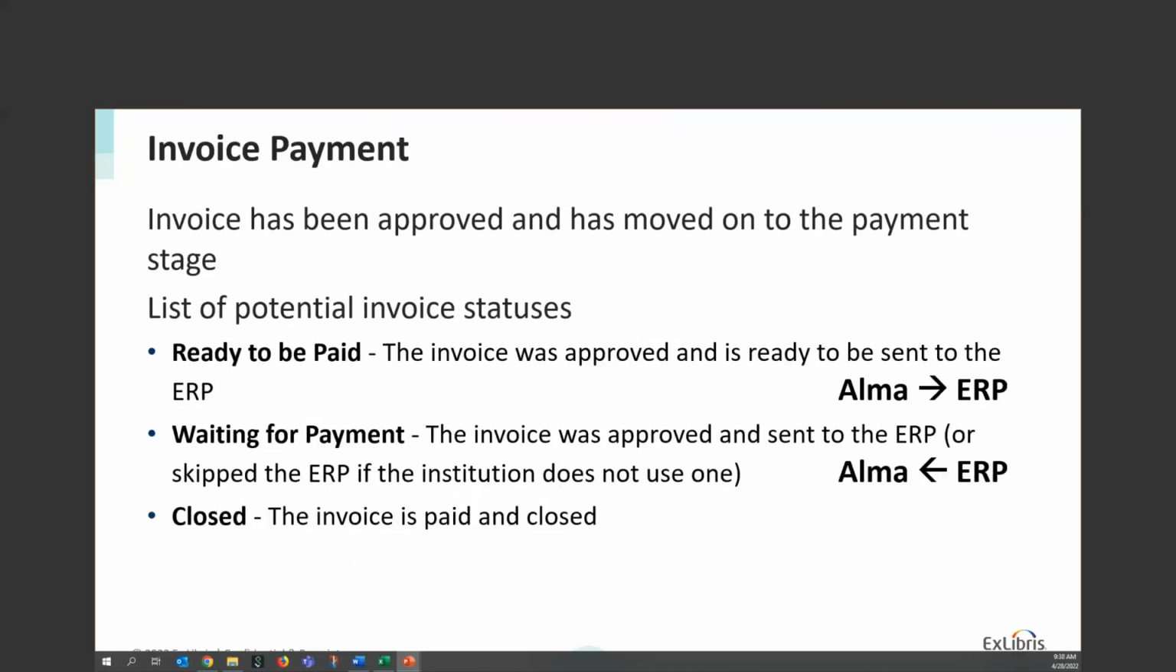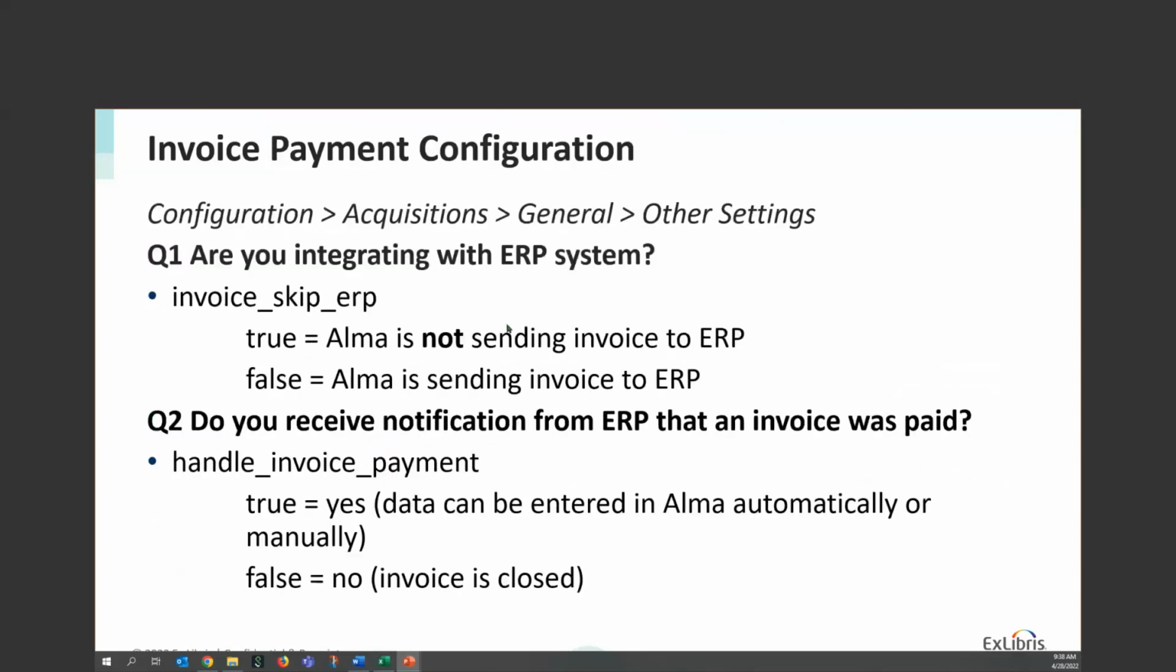Invoice. If you do have this integration set up and you complete an invoice, maybe you've pulled it in via EDI, it's sitting there, you've approved it, and it needs to be sent to the business office. The status of that invoice will be ready to be paid until that job runs and Alma puts it on the FTP server. If you're expecting that communication back from the financial system, it'll be sitting and waiting for payment. Or you can disable this, and the invoice would go directly to closed. These slides are the same ones you saw last week, just setting up that integration and telling Alma whether to send the invoice and whether to skip that second step.